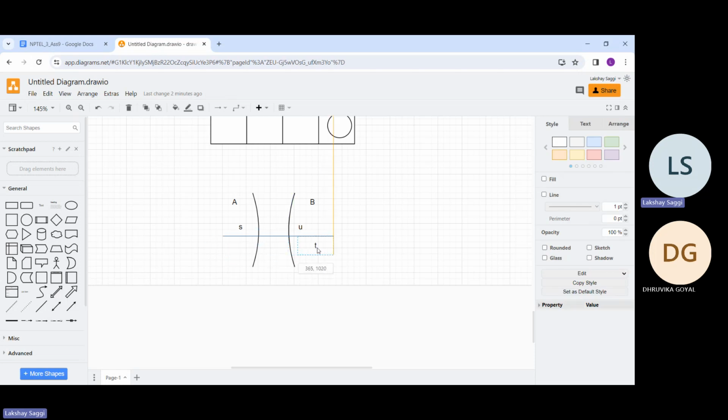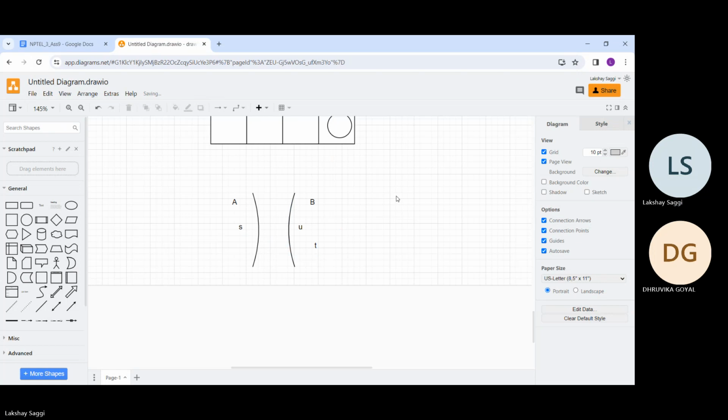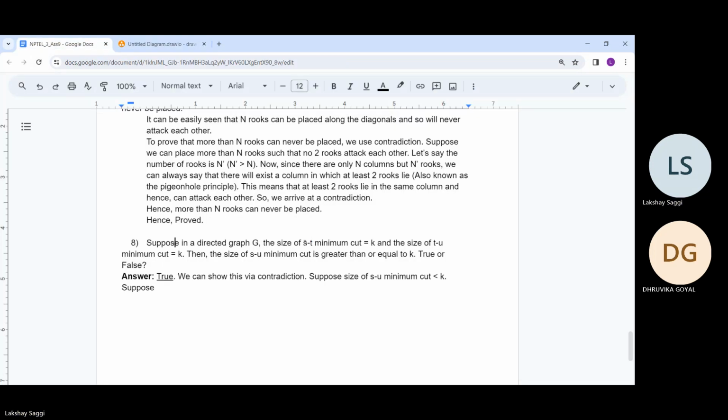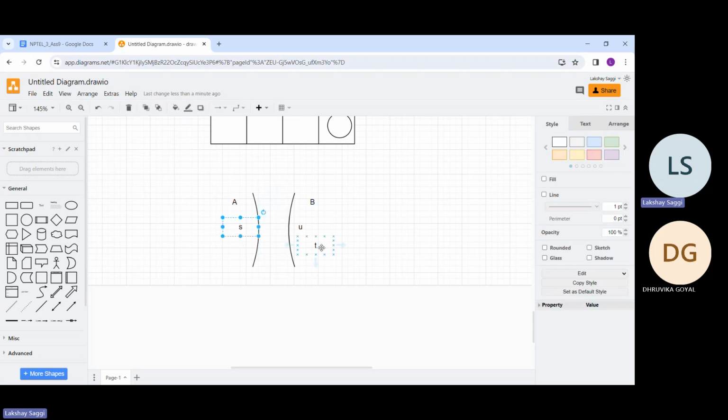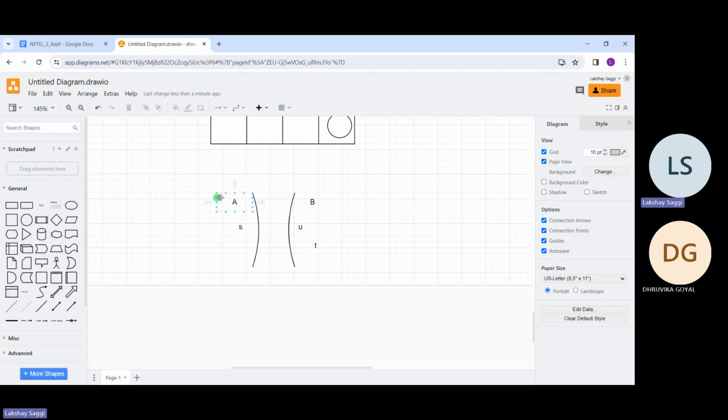Suppose T was not on this side, but on the sink side. Then we can say that this cut is an SU cut, so there is no path going from S to U, right? In the same vein, if we delete this set of edges, then there will be no path going from S to T either, because when these sets of edges are deleted, no edge goes across from A to B.